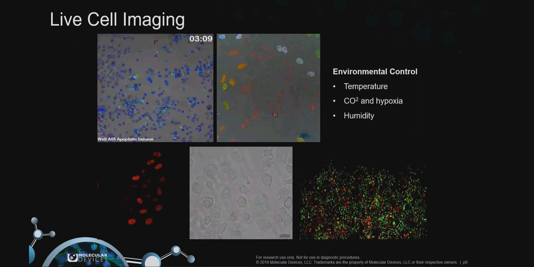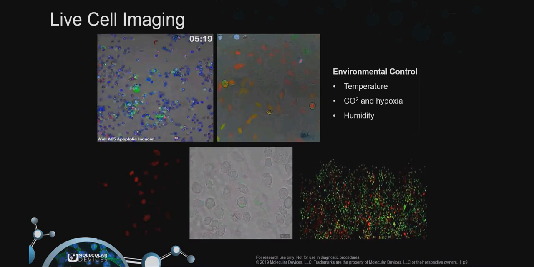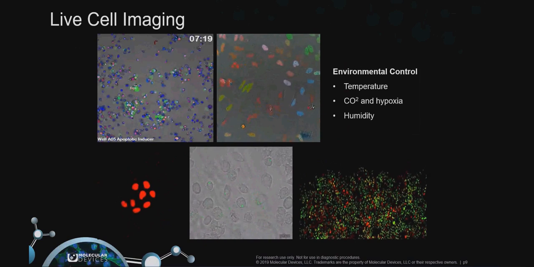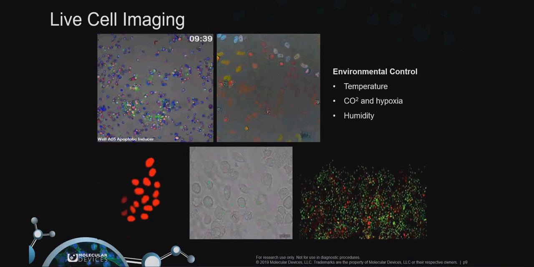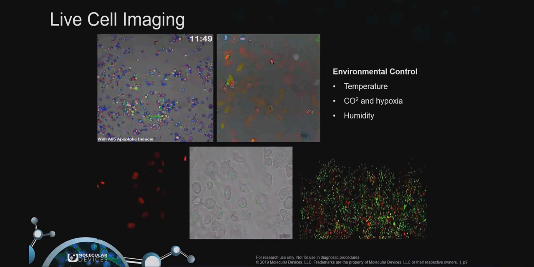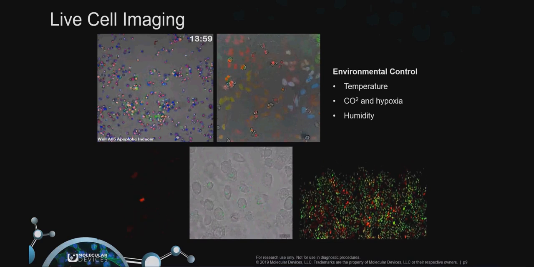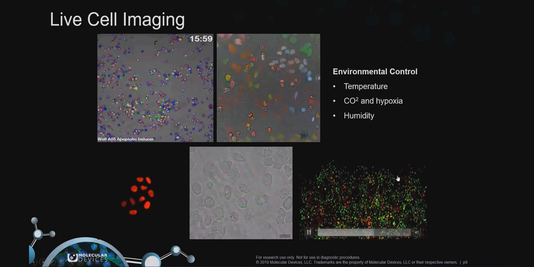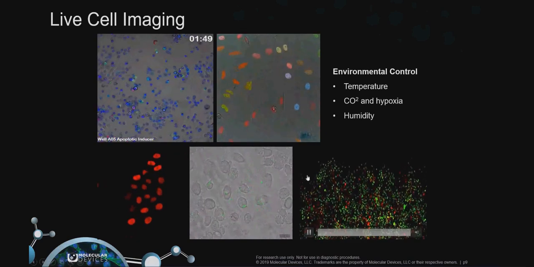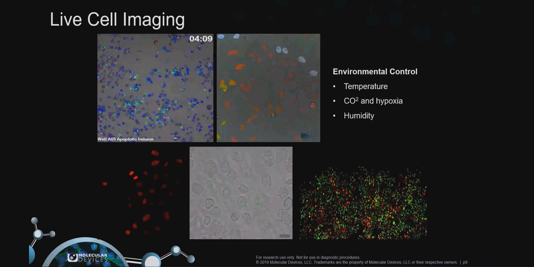And as I mentioned, for live or fixed cells. So just to show you a little bit of example of a few different assays here, we're looking at some cells undergoing migration, some cell division, and some engulfment of bacteria. And I'll go through a couple of these in a little bit more detail.